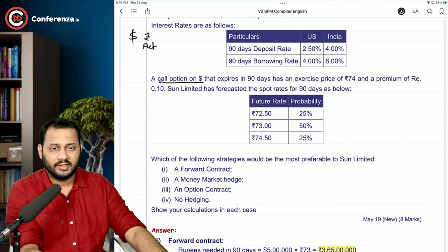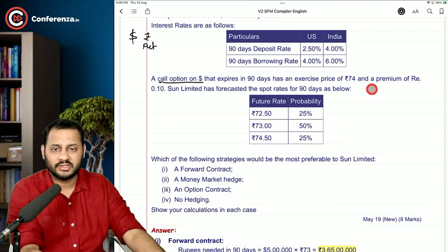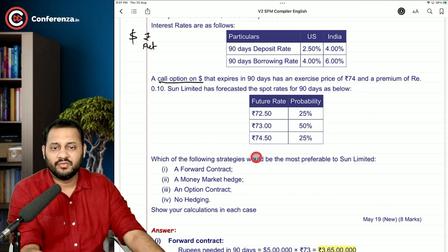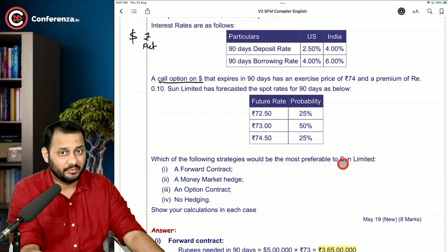Okay. And an exercise price of 74 rupees and a premium of 0.10 rupees per dollar. Sun Limited has forecasted the spot rate after 90 days to be like this. So these are the possible spot rates on that date. Which of the following strategies would be the most preferable to Sun Limited? See, we have a payable. In whichever option the payables are least, that option will be preferred.